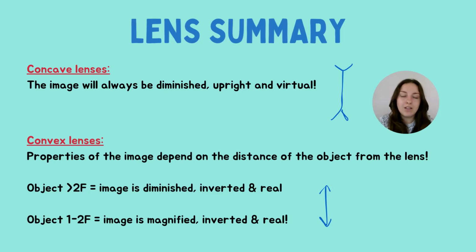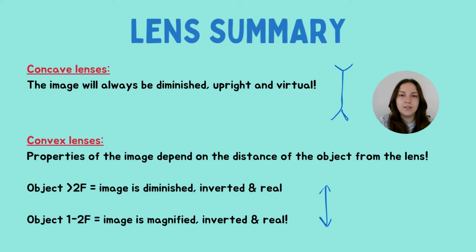In the case of convex lenses, however, it really depends on the distance the object is from the lens and therefore what image you will see. So if we have an object that is greater than 2 times the principal focus, or greater than 2f, the image will be diminished, it'll be smaller, it will be inverted, and it will be real, meaning that you can actually project it onto a screen. The only time it will be magnified is if the object is 1 to 2 principal focuses away from the lens itself, and that is when the image becomes larger. But again, it will still be inverted, it will still be real, and those are the key points you should know for those different lenses.